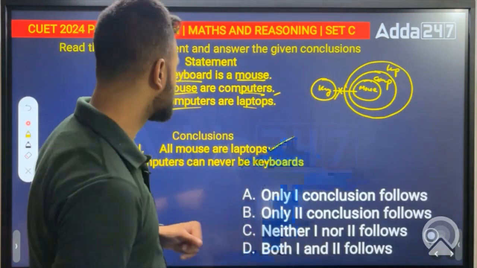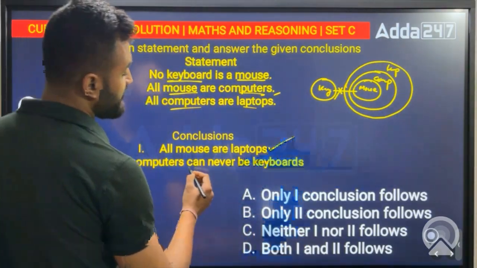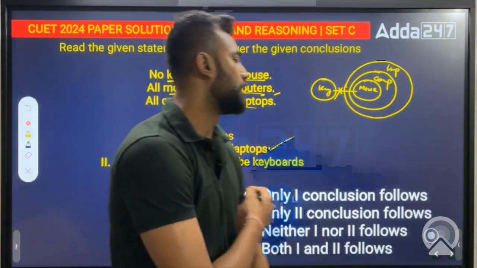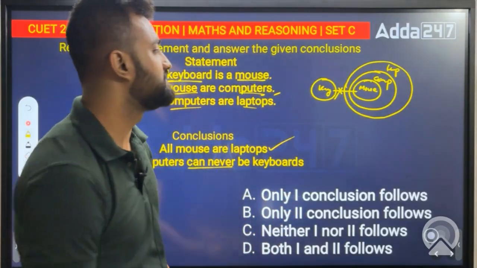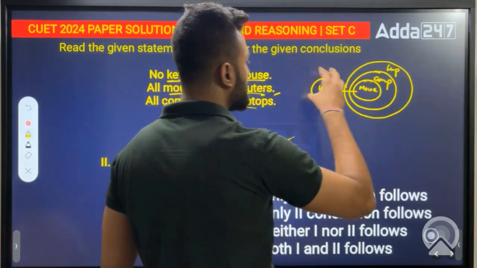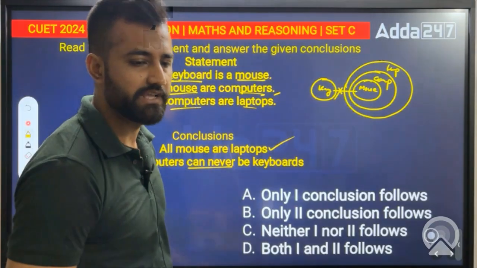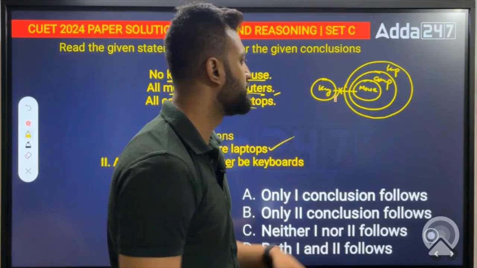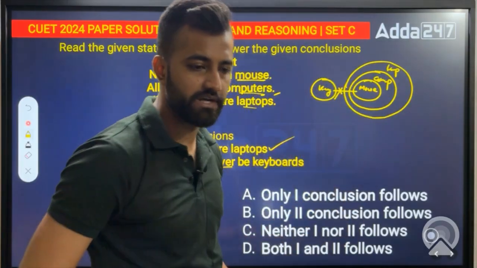Easy. Next, all computers can never be keyboard. That means that I cannot take this computer there. Why, sir? Because there is a no entry. If there is a no entry in between them, how will computer go there? So this is absolutely wrong.